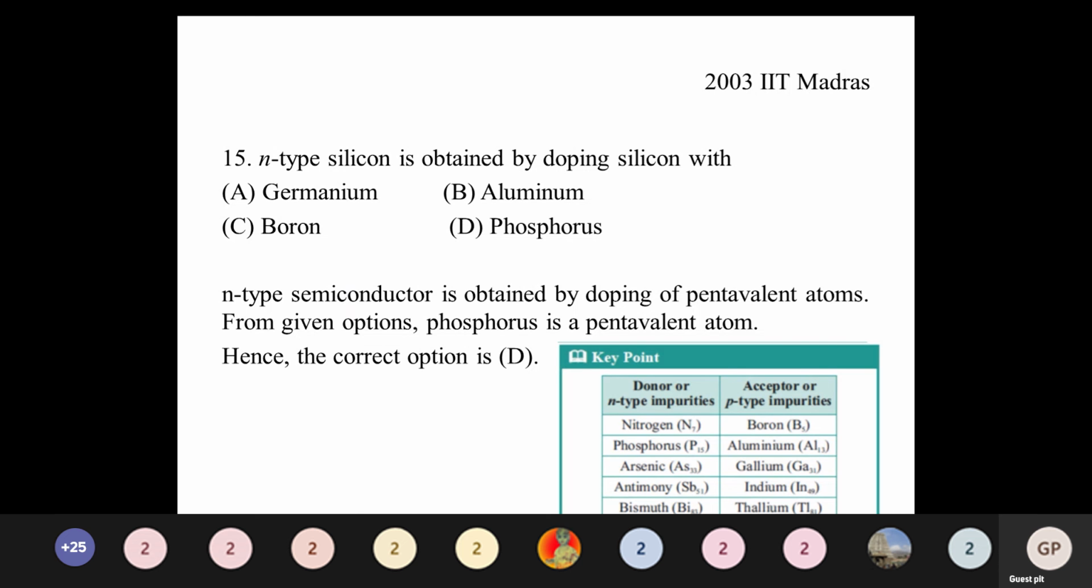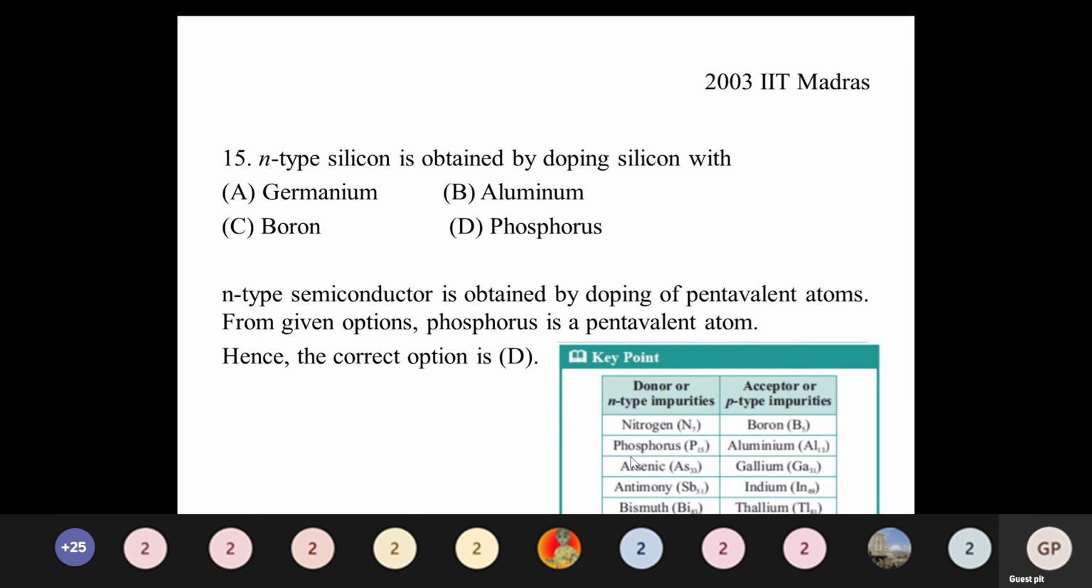For that I'm telling. The N-type silicon is obtained by doping silicon with which one? N-type, we have to dope with the donor atom. Which one is a donor atom? That alone we have to consider for N-type material. An N-type semiconductor is obtained by doping pentavalent atoms. In the given options, the pentavalent atom, that is the donor atom, is phosphorus. So phosphorus is the correct option, option D.